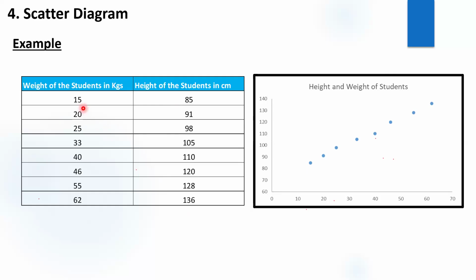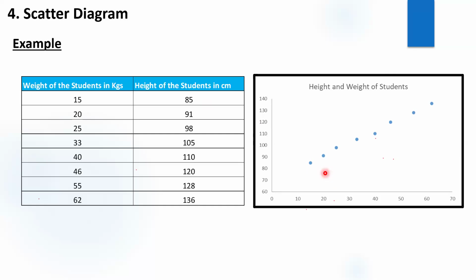Now I need to establish a relationship between these two variables. And when I need to establish the relationship between two variables, I can use a scatter diagram or scatter plot. So how to draw it, we will see through Excel. For example, after plotting in Excel, this graph looks like this. Let's go to Excel where I will plot this example and then we will discuss what is correlation.